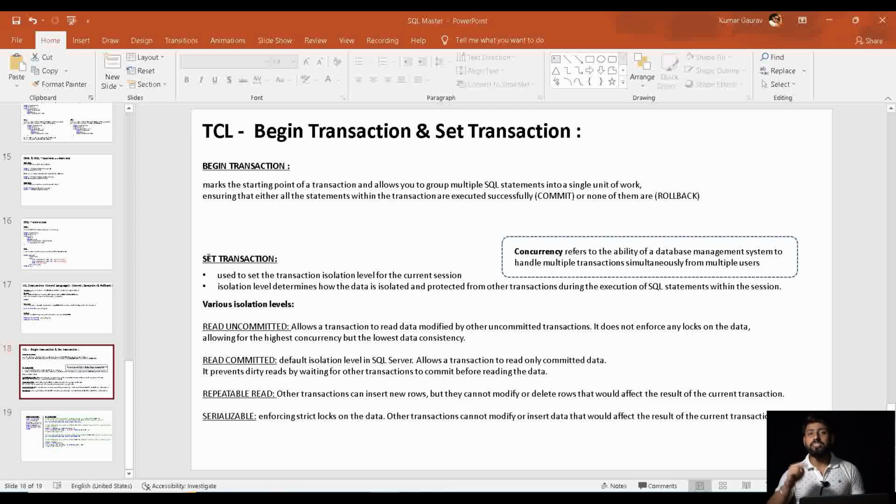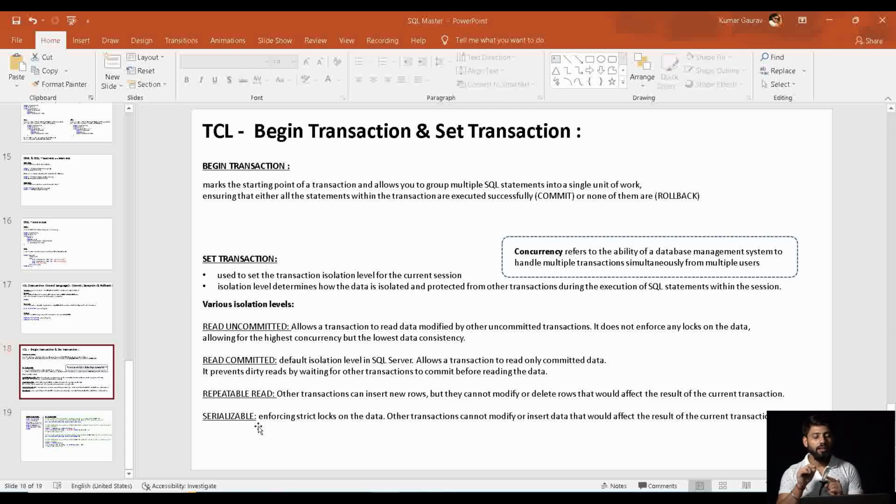So we have various types of set transaction. Basically those are read uncommitted, read committed, repeatable read, and serializable. These 4 types are different isolation levels, in which we set up different protocols or rules for that particular transaction, that is, how it is going to be executed. Suppose user 1 is executing with some particular rule, then that rule will be applicable to all other users, for example if it is read committed.